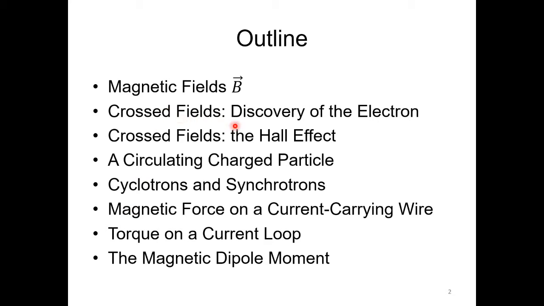And then we'll talk about the discovery of the electron and the so-called Hall effect. The Hall effect gives us a hint that the moving charge should be an electron rather than a positively charged particle. And then we'll talk about the circulating charged particle, the cyclotron and synchrotron, the particle accelerator, and then the magnetic force on a current carrying wire, and the torque on a current loop, and so on.